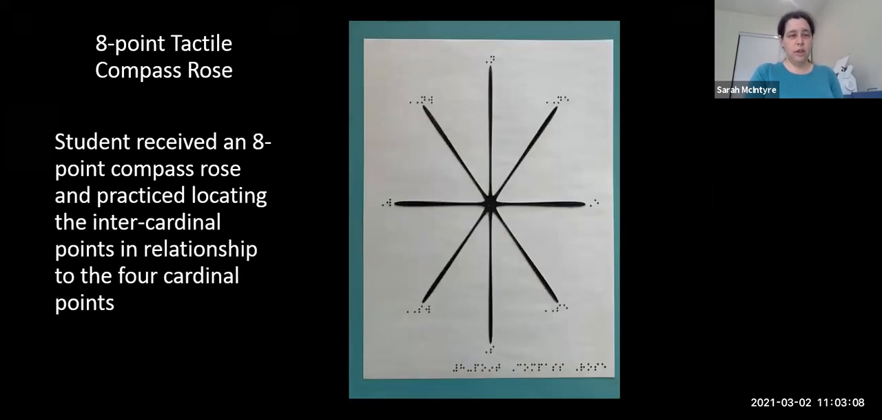So the next thing was an 8-point tactile compass rose. What I did here was put all 8 points, north, south, east, and west, and the 4 intercardinal points, in one graphic. Then there was a second page, a key. On the graphic here, we have just the abbreviations, N for north, NE for northeast, and so on. On a separate page, there was a key that said NE means northeast, and then the degrees associated with that, which is 45.